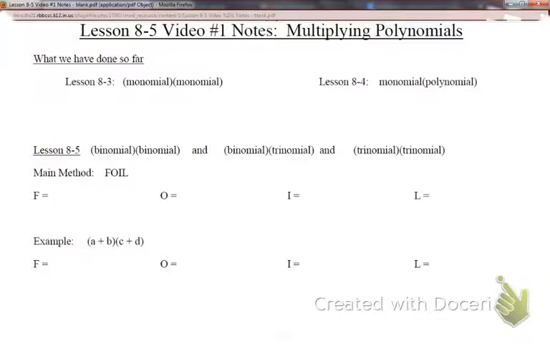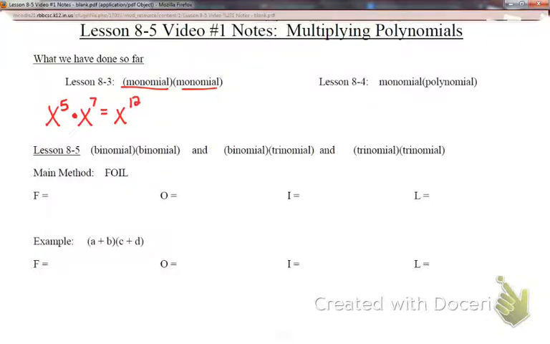In lesson 8.3, you learned how to multiply monomials together. So you had monomials times other monomials. Some examples of this is like when you had x to the 5th times, let's say, x to the 7th. You learned that we add the exponents and we get x to the 12th.